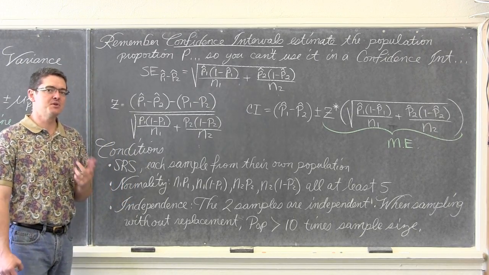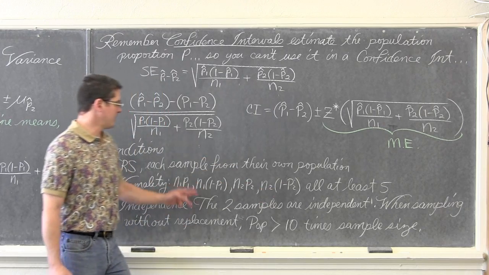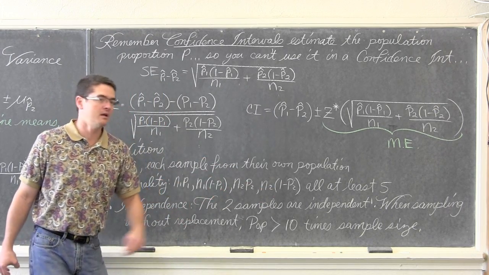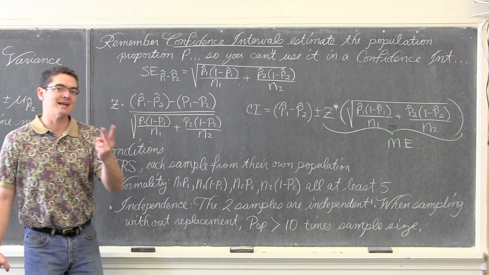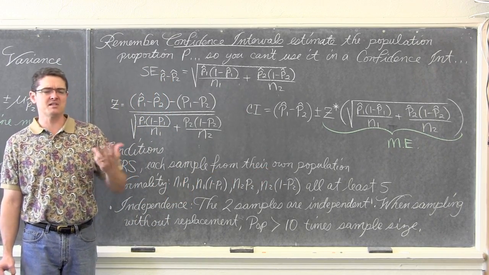Well, 2-sample tests are more robust. So each of these multiplications, n sub 1 times p sub 1, n sub 1 times 1 minus p sub 1, and the same formula for the second sample, those now only need to be at least 5. It kind of makes sense, right?